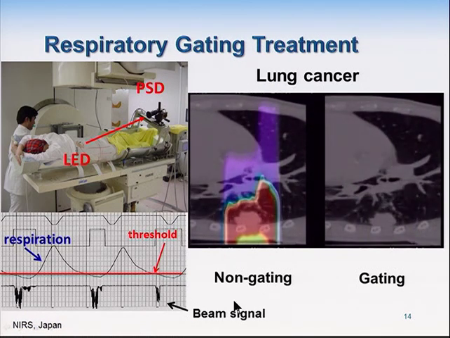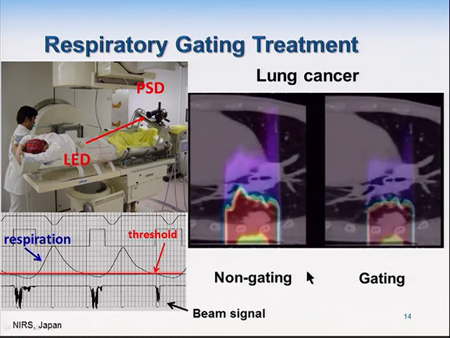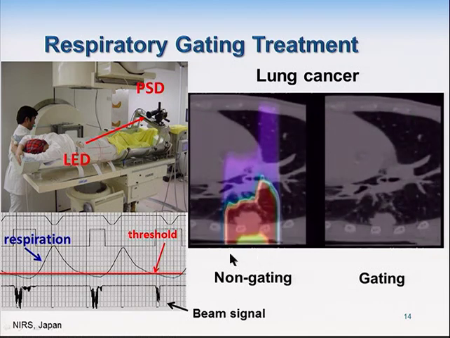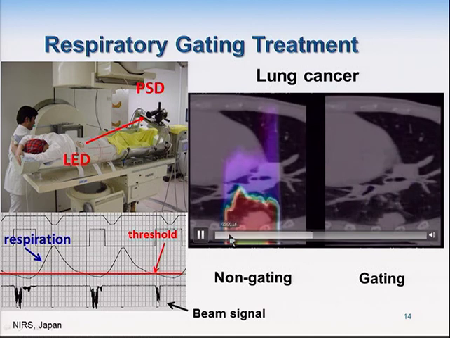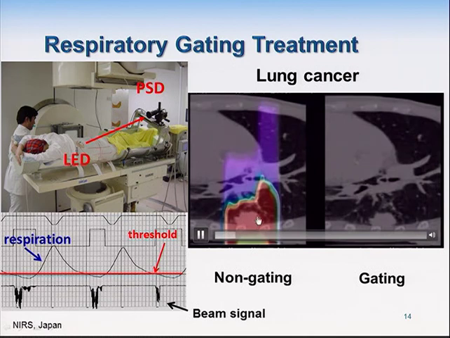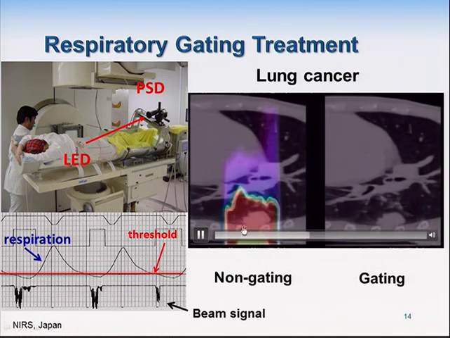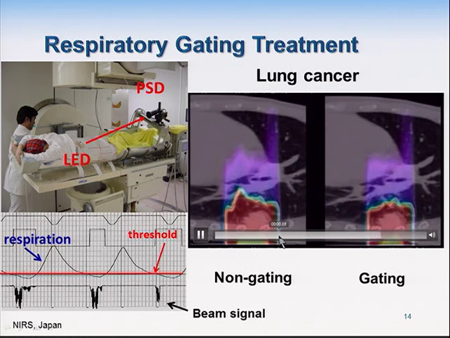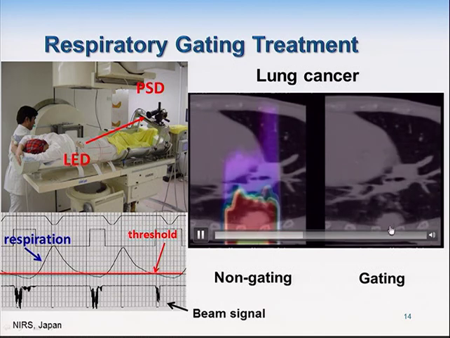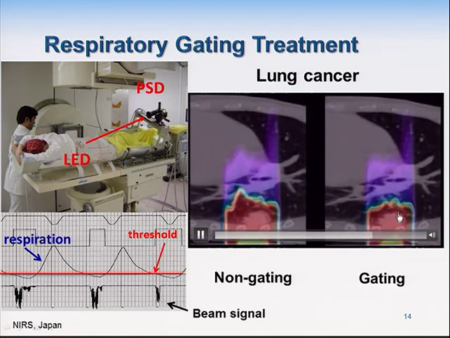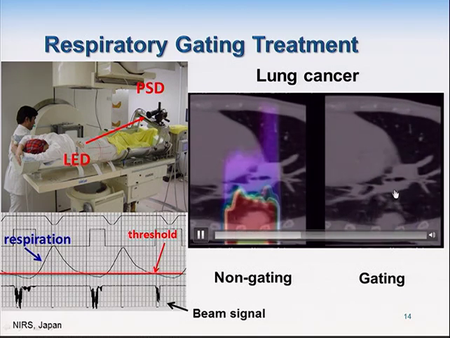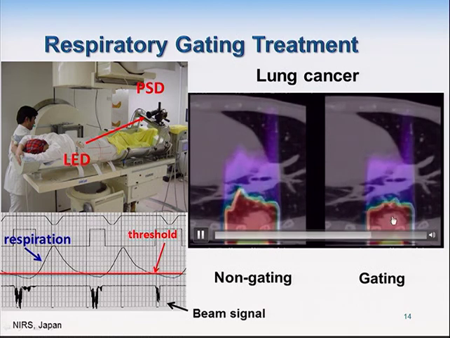Here is an example of respiratory gating treatment. On the left side is a no gating treatment. You can see that you need a broad beam, actually a broad range of irradiation, due to the respiratory motion of the tumors. But not only the width of this treatment area, you can also see that by targeting a certain point of the respiratory cycle, you can reduce the radiation to the deep structures. This is an additional advantage of respiratory gating.